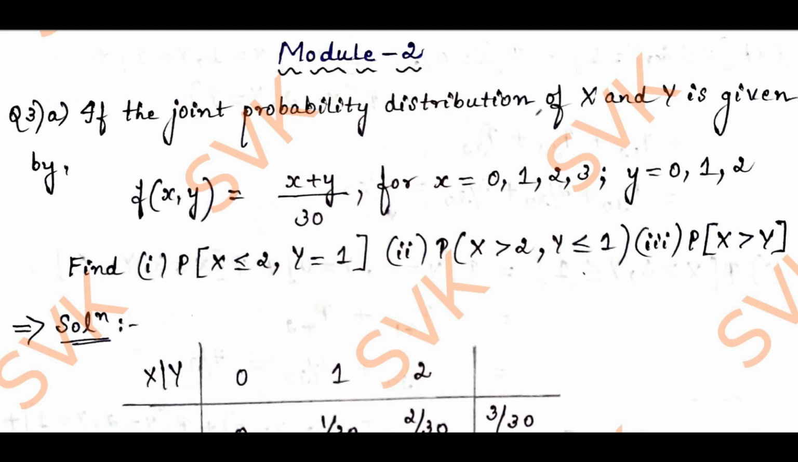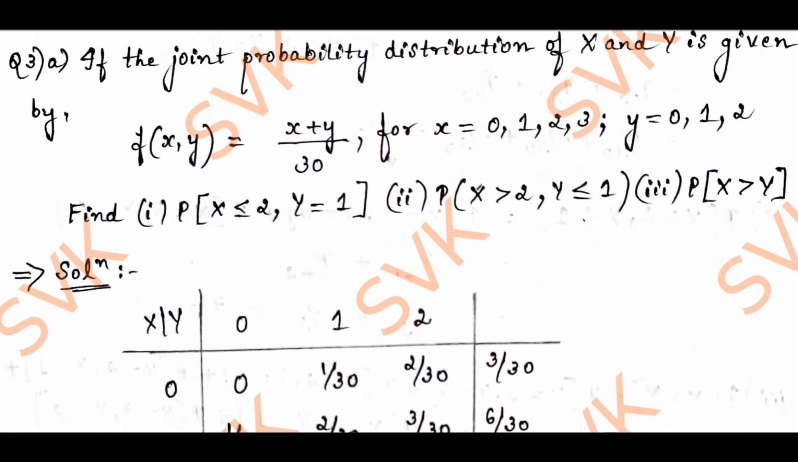If the joint probability distribution of x and y is given by f of x, y is equal to (x plus y) divided by 30, where x ranges over 0, 1, 2, 3 and y ranges over 0, 1, 2, find the discrete probability: P of x less than or equal to 2, y equal to 1. Second one, probability of x greater than 2, y less than or equal to 1, also x greater than y. So the given problem is of joint probability distribution.